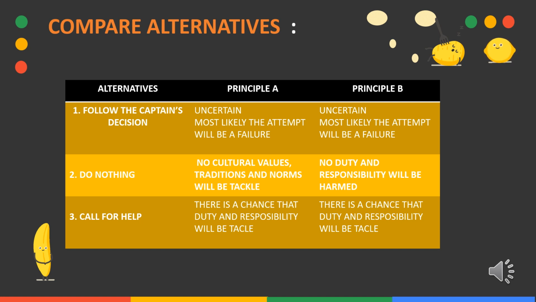Alternative number 2: do nothing. Principle A: no cultural values, traditions, or norms will be tackled. Principle B: no duty and responsibility will be harmed. Alternative number 3: call for help. Principle A: there is a chance that duty and responsibility will be tackled. Principle B: there is a chance that duty and responsibility will be tackled.